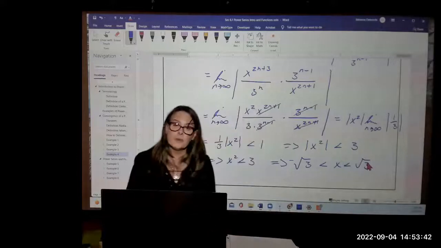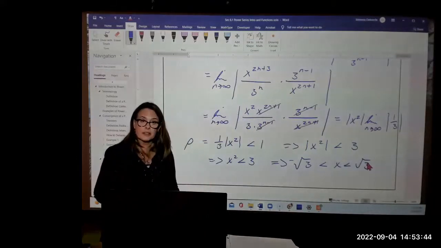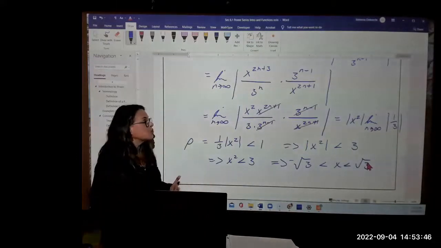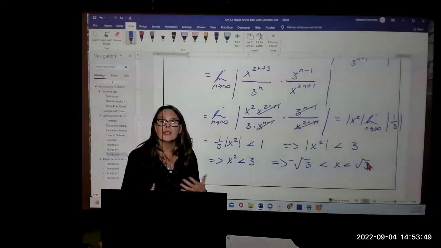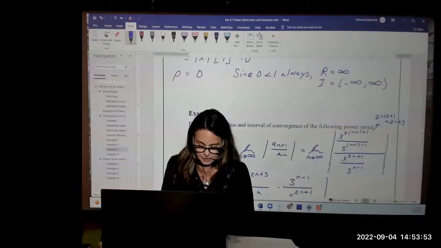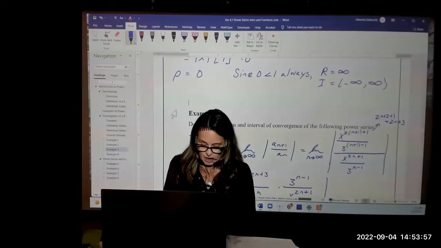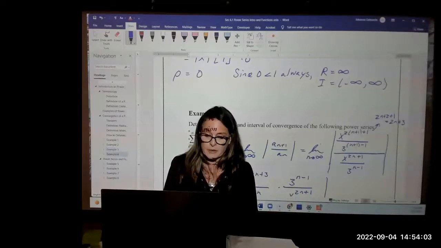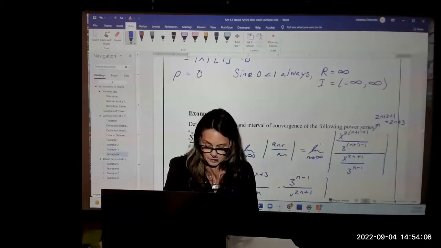Now, this came from the ratio test, so we have to check the endpoints. So we're going to check the left endpoint and check the right endpoint in the original. So we're going to come back up here to where we have the original, which we can see is right here. We're going to copy that off and paste it down below. And then we're going to plug in each of the left and right endpoints, negative square root of 3 and square root of 3.